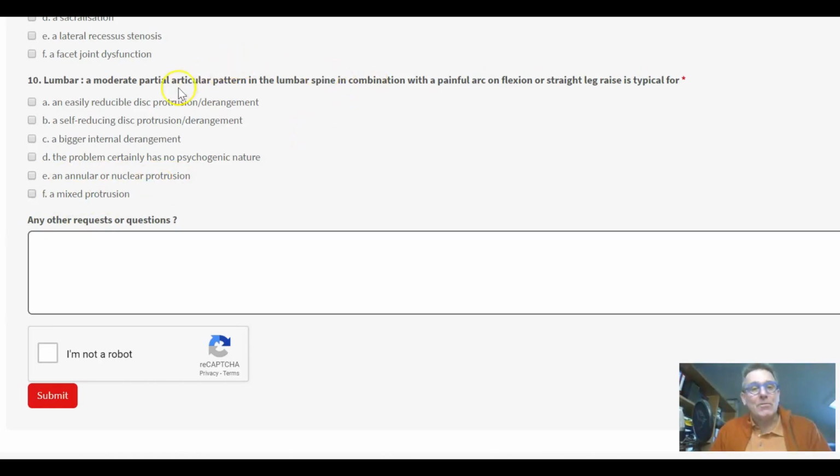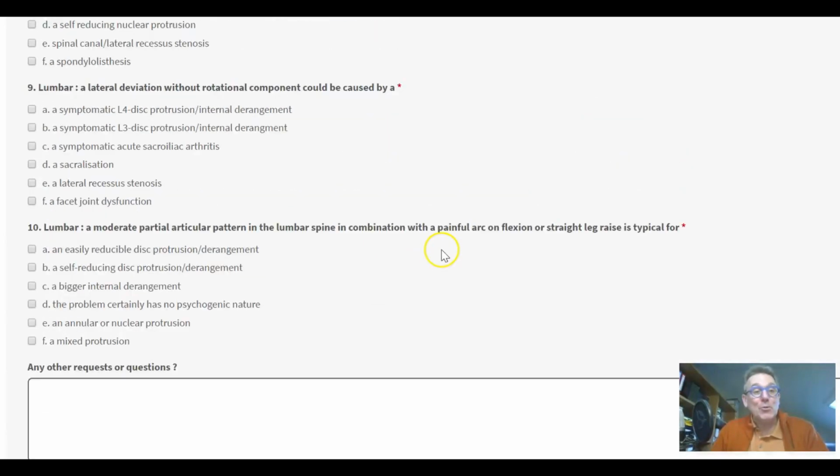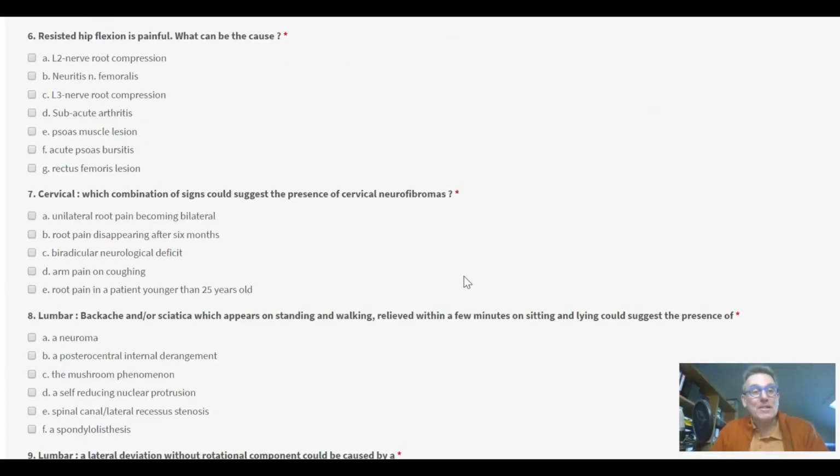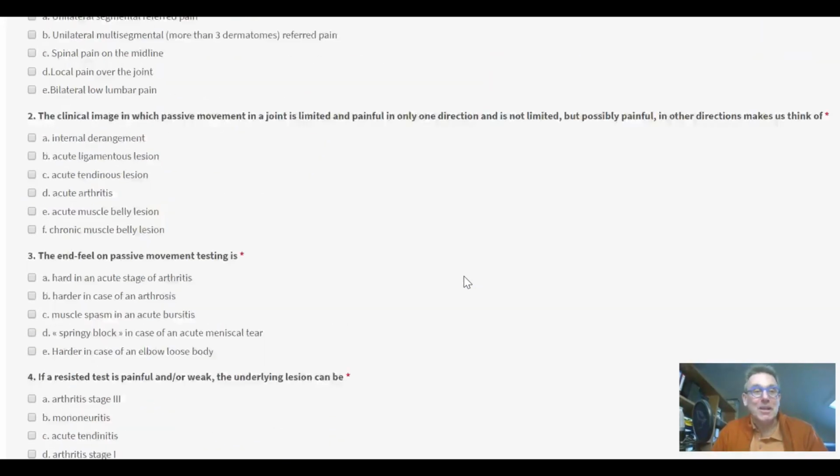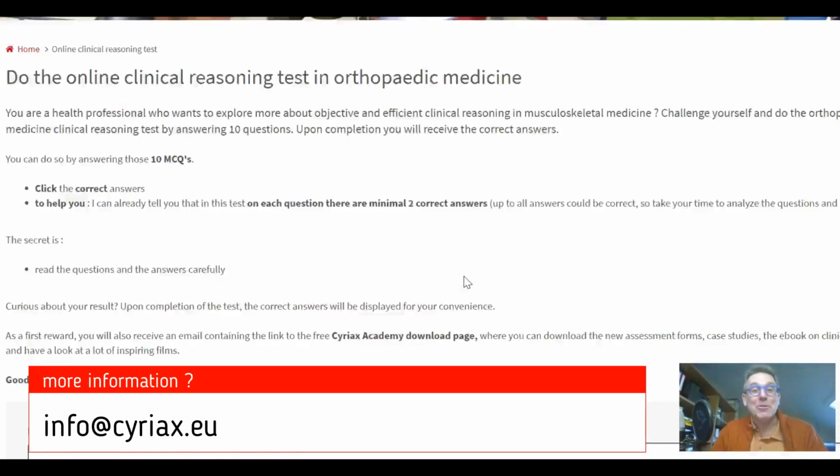The fact that you have a partial articular pattern in combination with a painful arc is typical for an internal derangement. Well, could be annular, could be nuclear, could be mixed, but typical for an internal derangement which is small, easy, reducible. So, I hope that now some things became a little bit more clear.